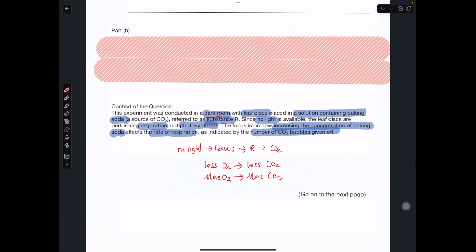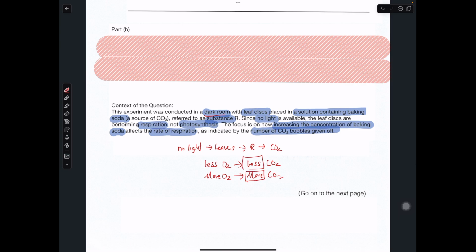As you can see, when there is no light, the leaf will respire. So when they respire, they will give out carbon dioxide bubbles. If there is less oxygen, then they will give out fewer carbon dioxide bubbles. If there is more oxygen, they will give out more carbon dioxide bubbles. And this probably has to do with your R. More carbon dioxide bubbles is linked to less R, and fewer carbon dioxide bubbles is linked to more R.